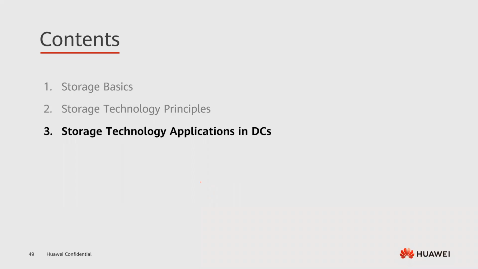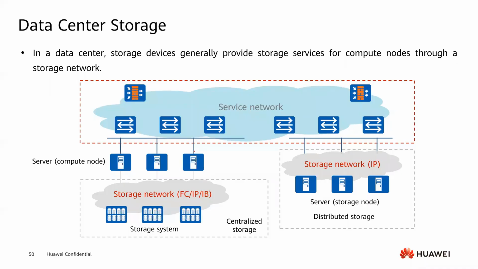Then let's have a summary of all this knowledge by looking at the storage technologies application in the DC. This is the data center network. We are going to have a service network and a storage network, and the storage network uses centralized storage or distributed storage. These are servers. They are compute nodes. They provide specific services through the service network. For example, it provides the HTTP service. It provides the email service.